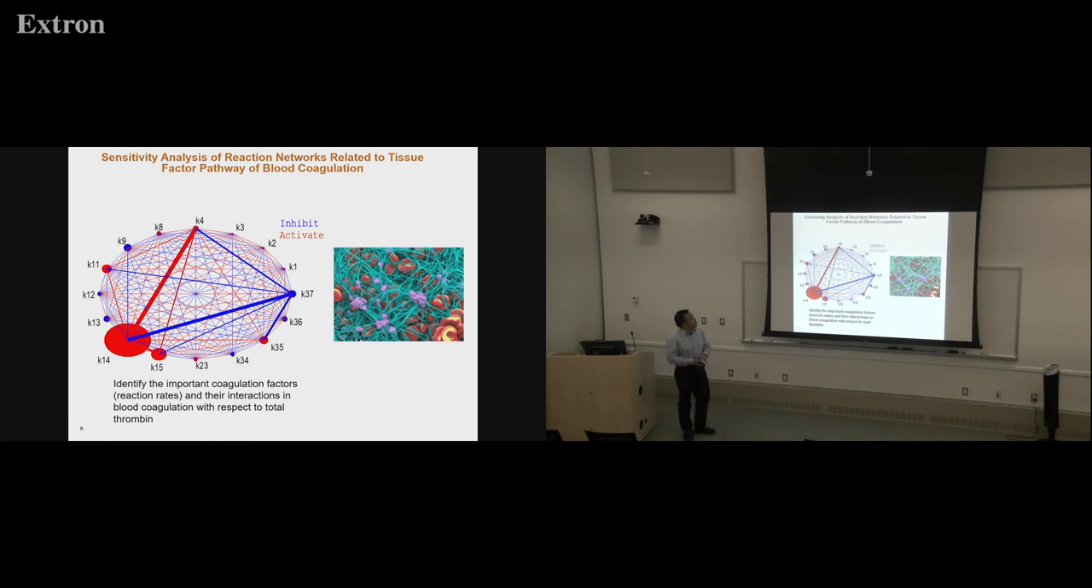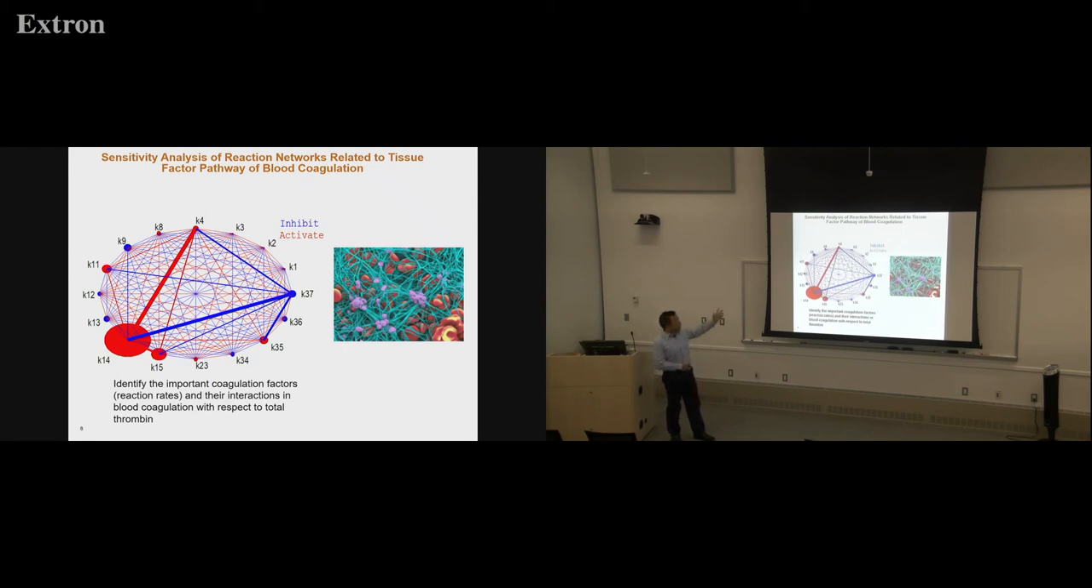So this is another work I'm doing on blood coagulation pathways. This is also related to personalized medicine. We try to evaluate what's related to blood coagulation. We identified these 37 chemical reactions that affect blood coagulation. The red color represents activating this phenomenon, and the blue color represents inhibiting.